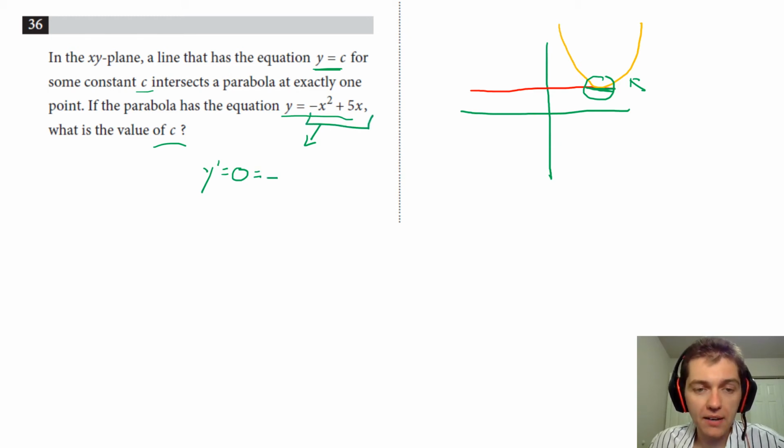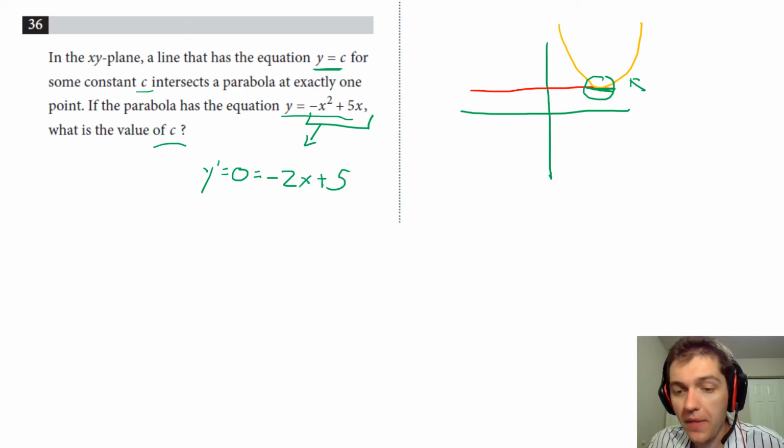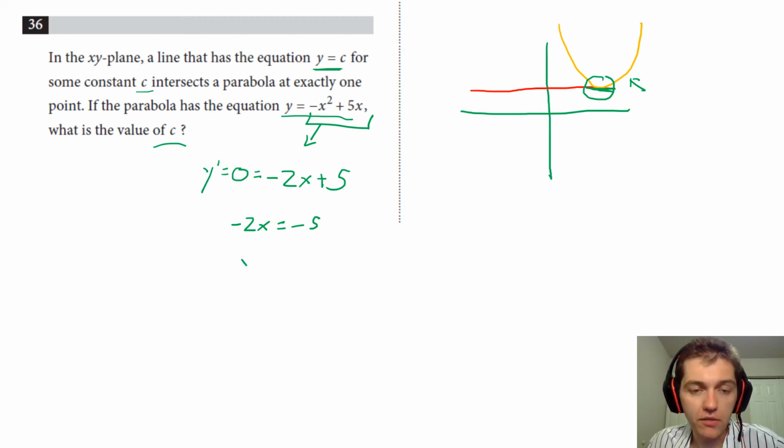You can go ahead and take the derivative of this equation. It leaves you with negative 2x plus 5 is equal to 0. At that point, you can solve for x. You have negative 2x is equal to negative 5, which is just subtracting 5 from both sides. Divide by negative 2 on both sides. x is equal to 5 over 2.